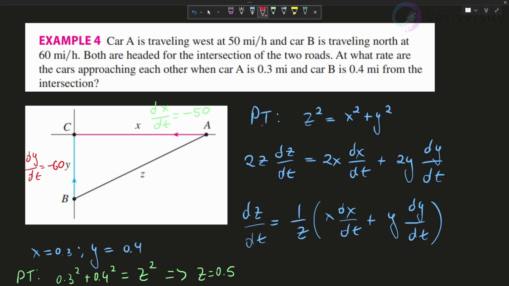All right. So we will have that dz over dt is going to be 1 over 0.5 times 0.3 times negative 50 plus 0.4 times negative 60, which will end up getting us negative 78 miles per hour.